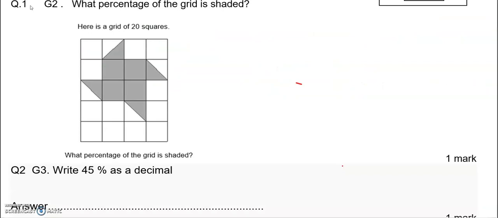Progress check 2.2. Percentages and rates of change. Question number 1. What percentage of the grid is shaded?